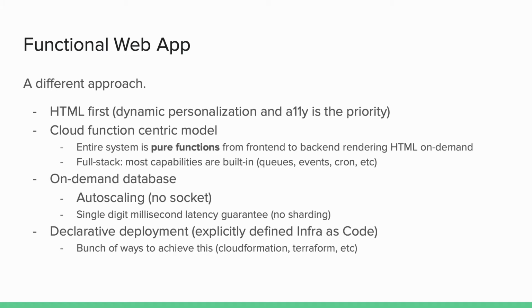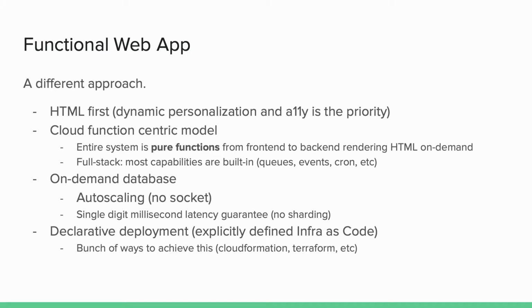So the functional web app is a different approach to this idea. It's HTML first, which is saying that we will do dynamic personalization with progressive enhancement, making accessibility the priority. It's a cloud function centric model, which is a way of saying that the entire system is composed of pure functions from front end to back end, the whole entire thing. This is nice because now your whole system is full stack. You can do everything that functions can do, which is most things.